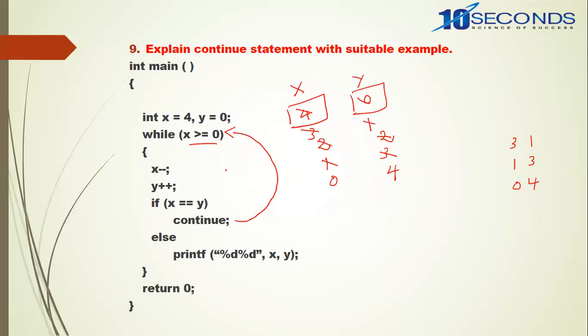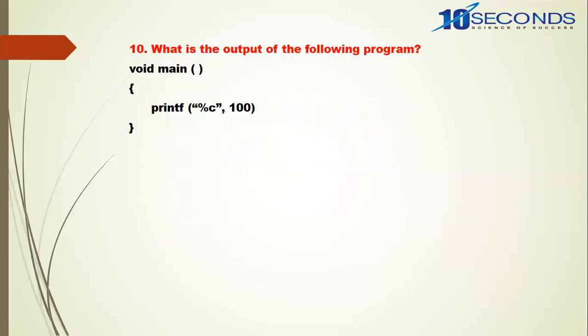It enters the loop. X minus minus, 0 will become minus 1. Y plus plus, 4 will become 5. If x equal to y, that is minus 1 equal to 5, condition is false. It will go to else part and print minus 1 and 5. Again, while x greater than or equal to 0, minus 1 greater than or equal to 0, condition becomes false, it will come out. So keep in mind, break takes the control out of the loop, continue takes the control to beginning of the loop.